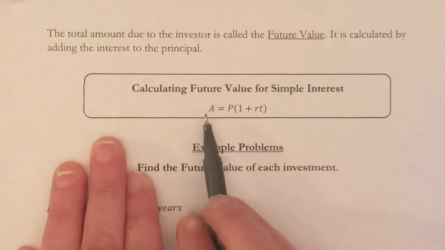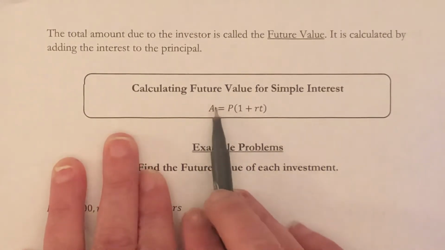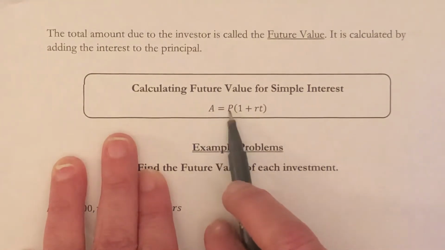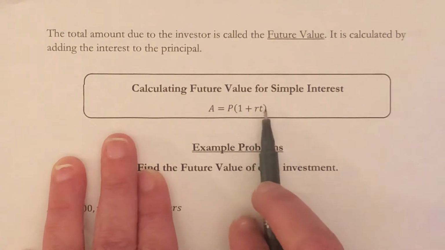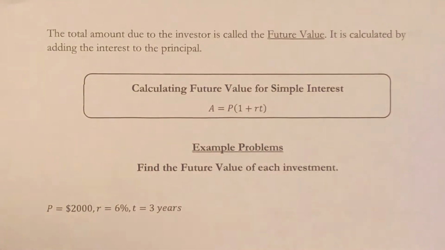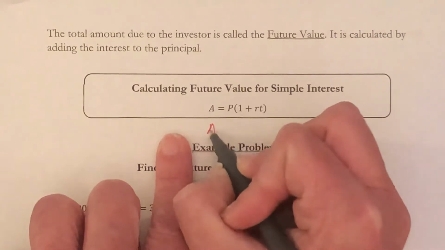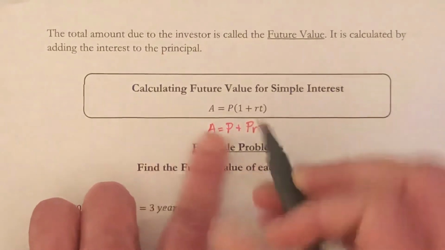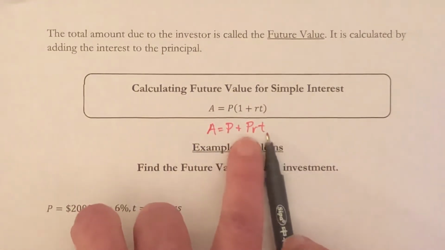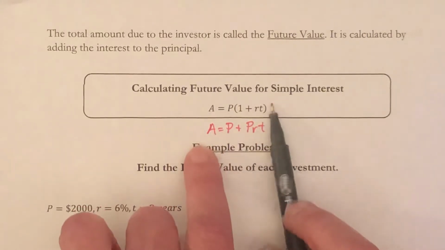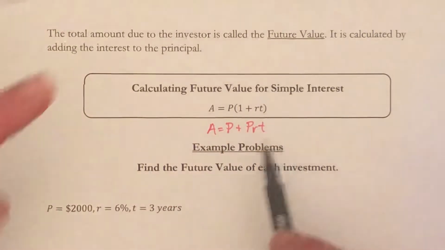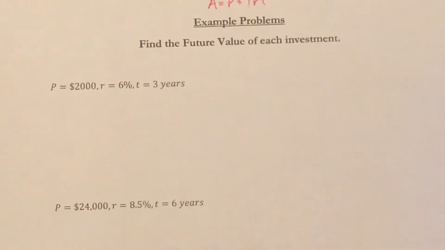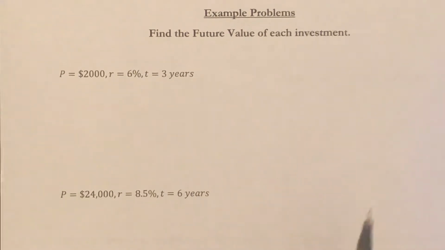The formula your book uses is A, which they're using A to stand for future value or accumulated value, equals the principal times 1 plus RT. Now, if you think about distributing this P right here, you would get A is equal to P plus PRT. So the principal plus PRT was the amount of interest we made. So it's given to you in this form, but it really is saying exactly what I said before. You're adding the amount of interest you get to the principal. So let's find the future value of each of these investments.